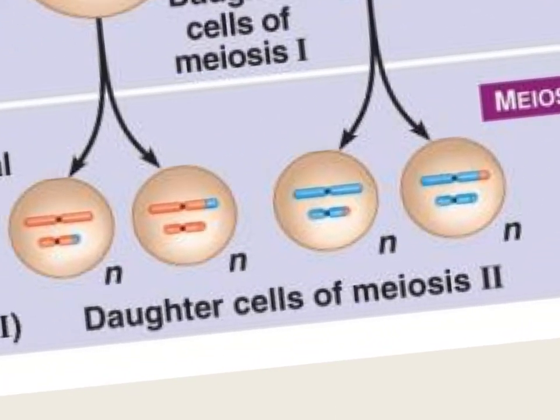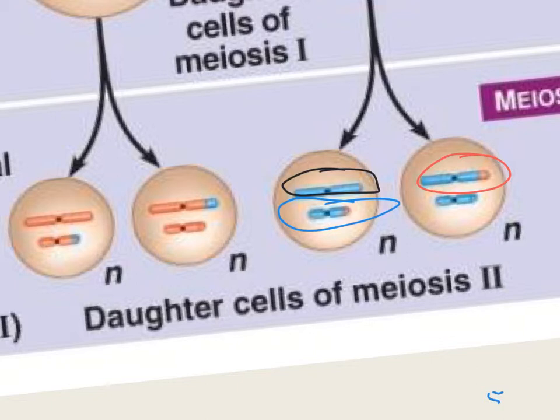And each one will either have this chromosome, or this chromosome, or this chromosome, or this chromosome. Okay? So you've got actually 4 haploid cells. And those are the gametes. You've got 4 sperm, but each one has a chromosome that's different from the other ones.